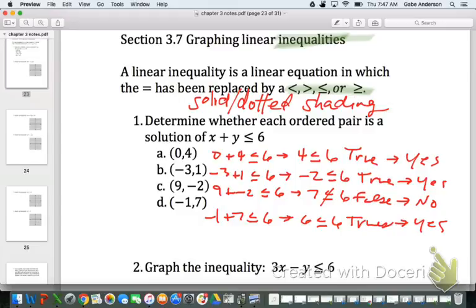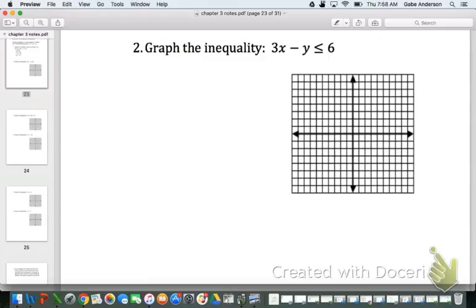Number 2, I want to help you choose the best way. So it says graph the inequality 3x minus y is less than or equal to 6. Do you guys see how this is a lot like 3x minus y equals 6? Isn't that just like a lot of the other linear equations that we've graphed? Of course, the difference is instead of equals, it's less than or equal to. But that is not going to affect how we graph the line itself. That'll simply affect the dotted or solid shading thing that I mentioned earlier.